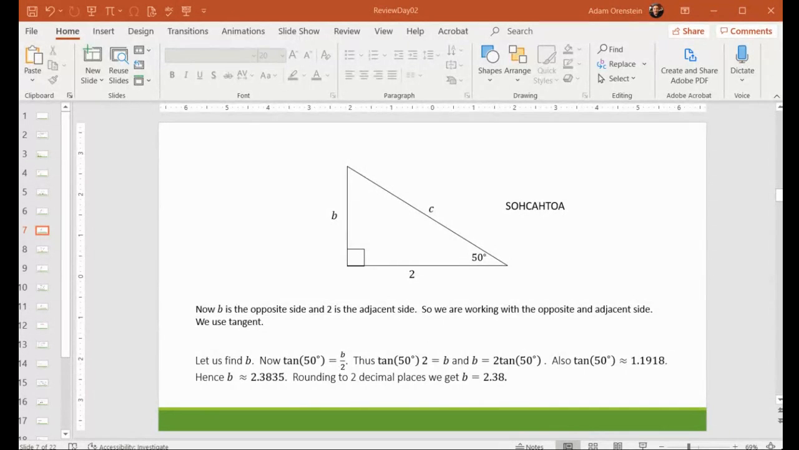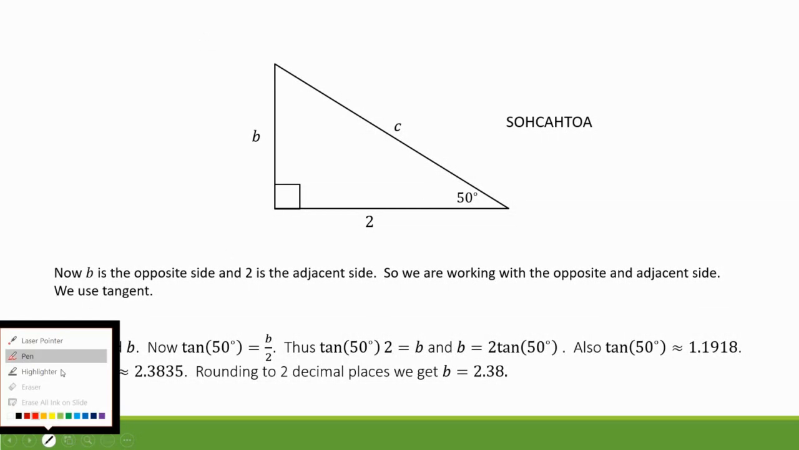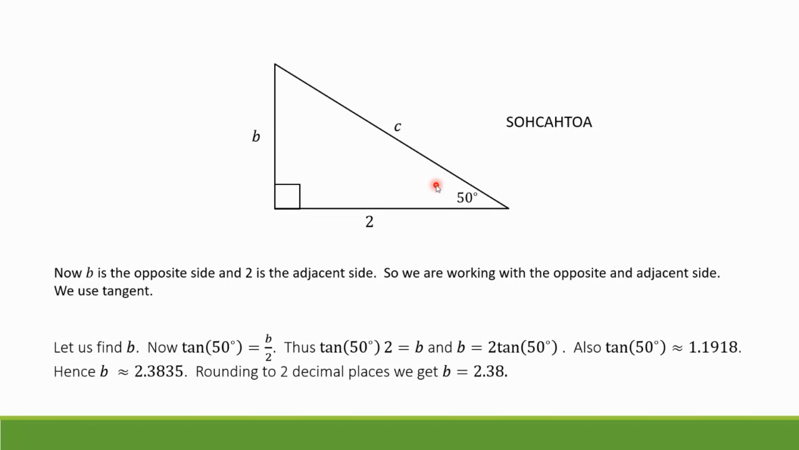Okay, so we're going to use tangent now. So what do we have then? We're using tangent. Tangent of 50 degrees is B opposite over 2, adjacent. Opposite over adjacent. That's what we have here. Tangent of 50 degrees is opposite over adjacent, B over 2. Okay, that's good. So how do we want to figure out B?